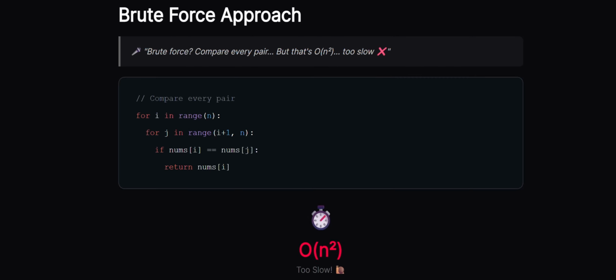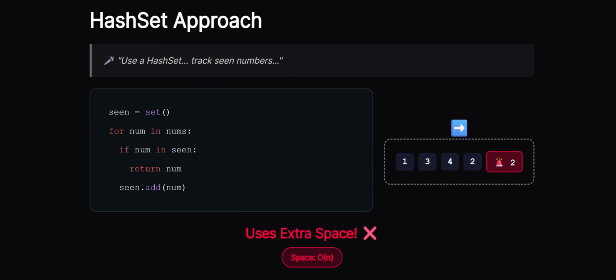Brute force. Compare every pair. But that is O(n) squared. Too slow. A nested loop checking every combination is way too inefficient for large inputs. Use a hash set. Track seen numbers. If a number is already in the set, we found a duplicate. But this uses extra space. Space complexity is O(n).